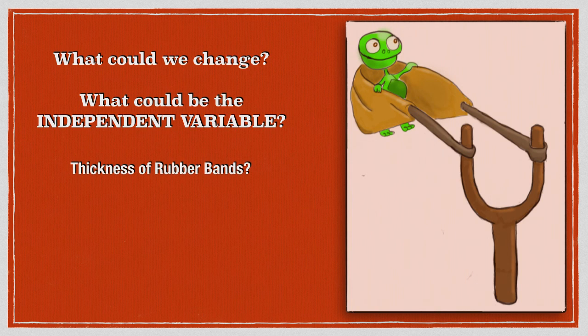What else could we change? How about the thickness of the rubber bands? This will no doubt change how far the frogs go. And you see that we've got, again, 5 iterations, 2 to 10 millimeters of thickness.